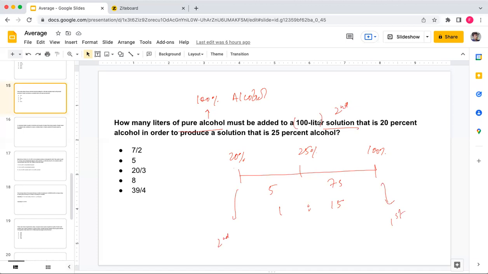So how should we proceed further now? We've done a question similar to this earlier. Can anyone tell me? I know the second solution's total value. So how can I proceed further?